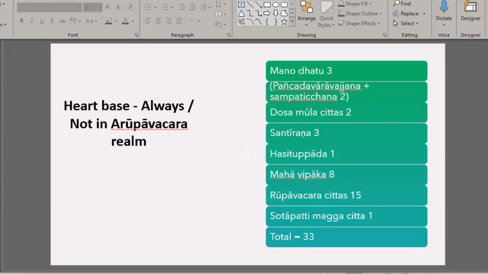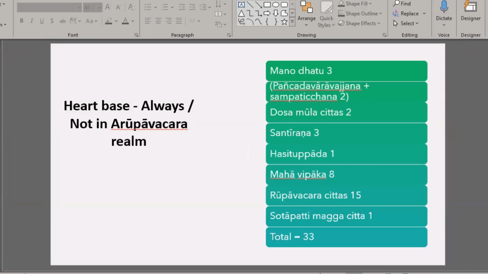Regarding heart base, as you remember, we have to classify it into 3 sections: always, sometimes, and never. Here, always means we can see heart base in the Kama realm and the Rupa realm. Therefore, that means not in the Arupavachara realm. Therefore, those chittas never arise in the Arupavachara realm.